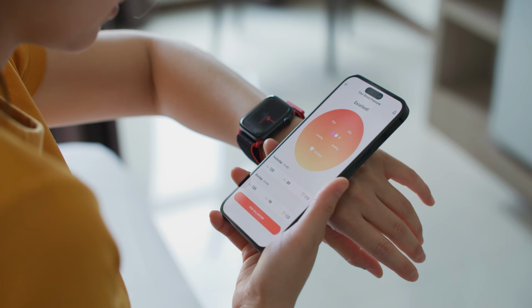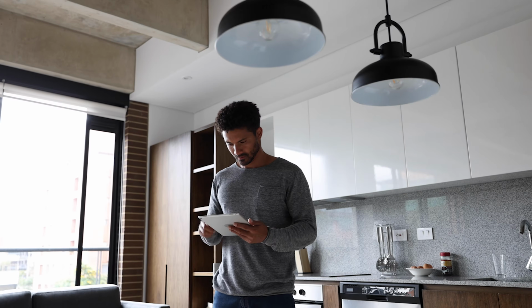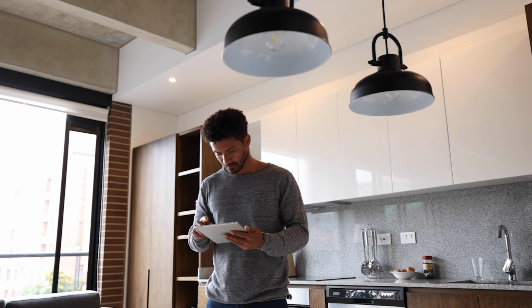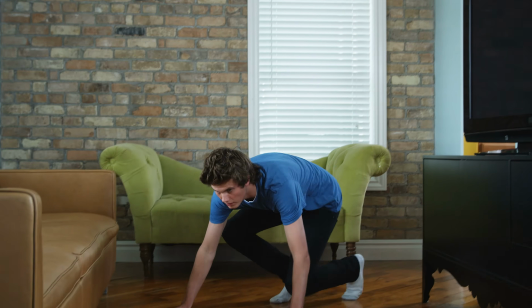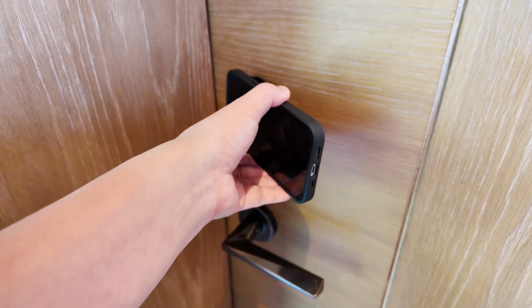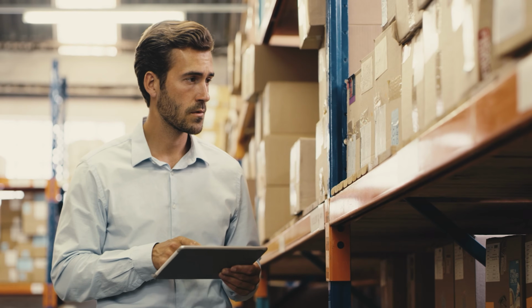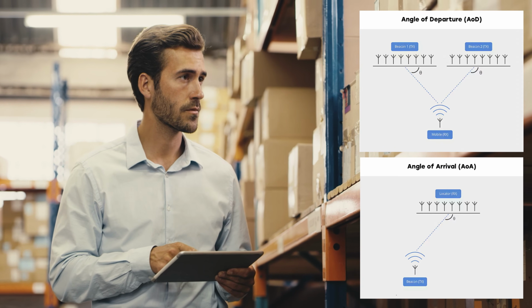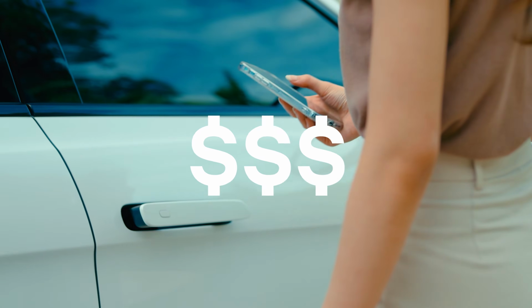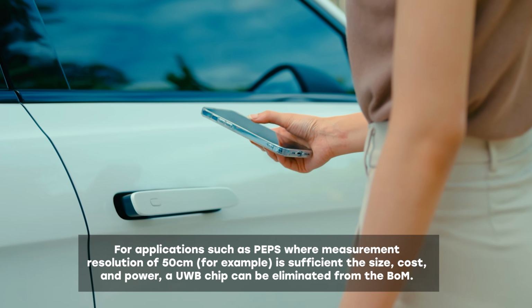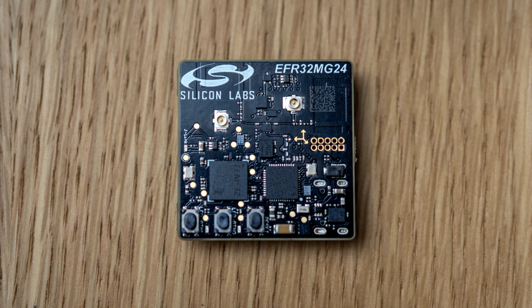Wireless devices have transformed how we connect and automate the world around us, but knowing their exact location and maintaining accuracy as they move or rotate remains a challenge. Traditional solutions are often complex, unreliable, or too expensive for real-world deployment. Bluetooth channel sounding changes that.